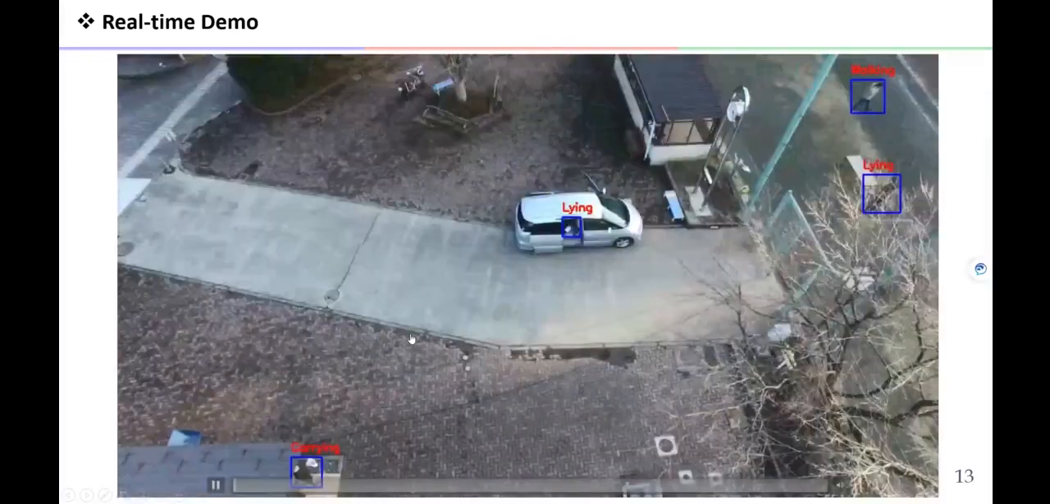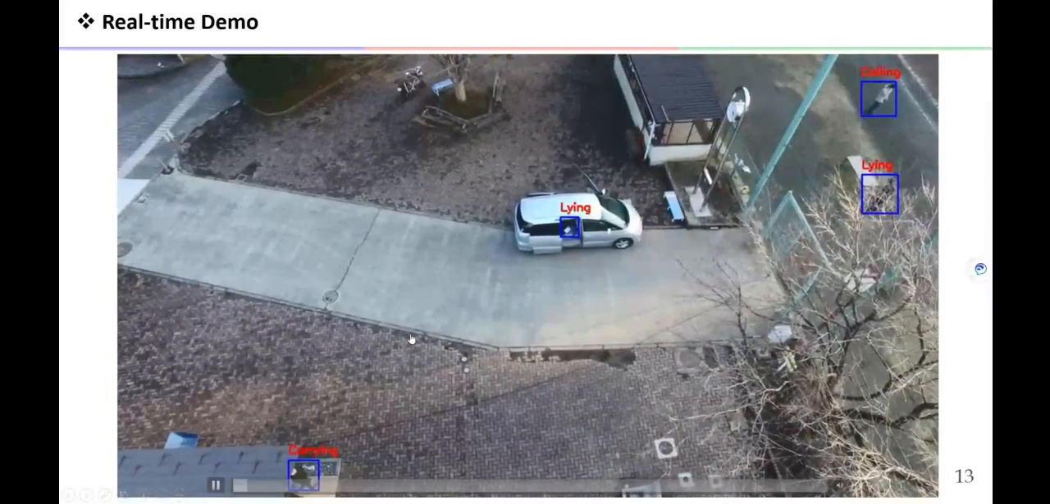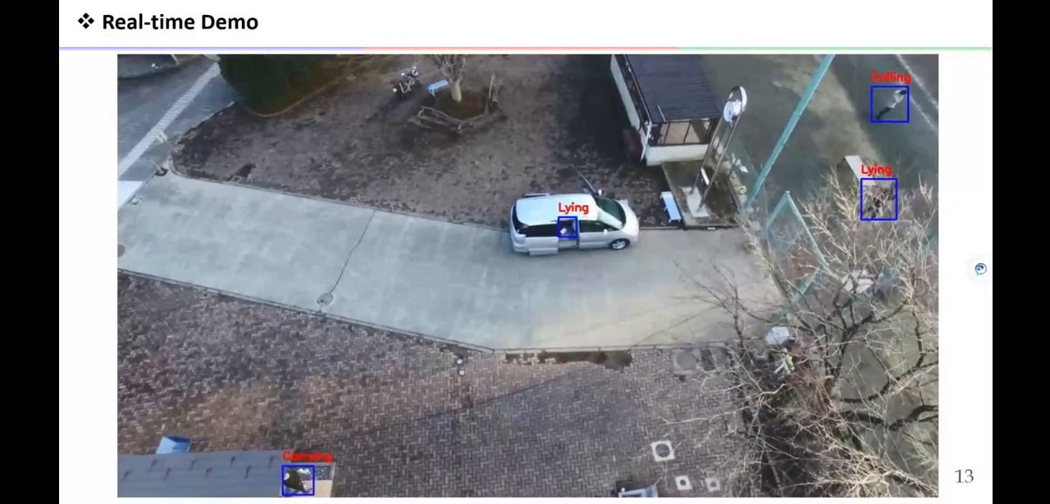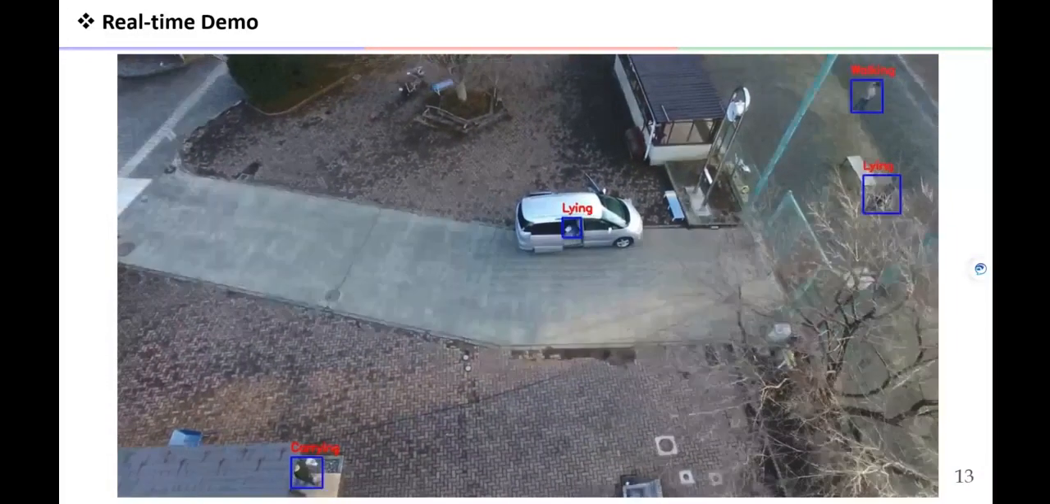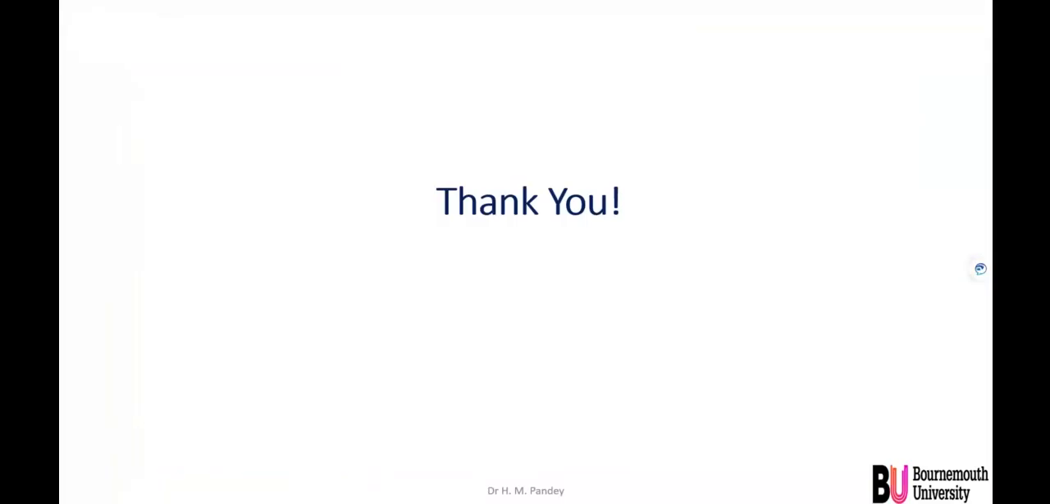So that's all. So you can see our model is capable of recognizing human actions. So that's all from our side.